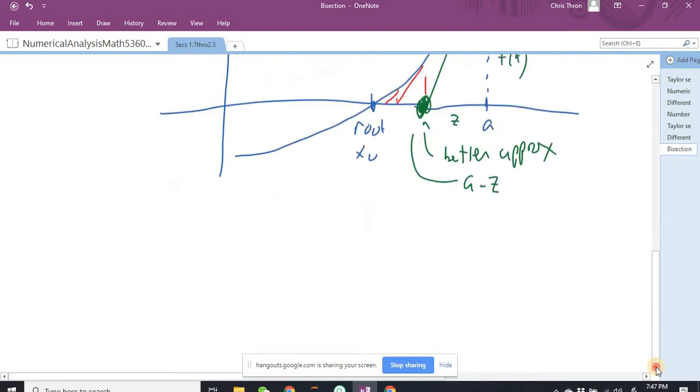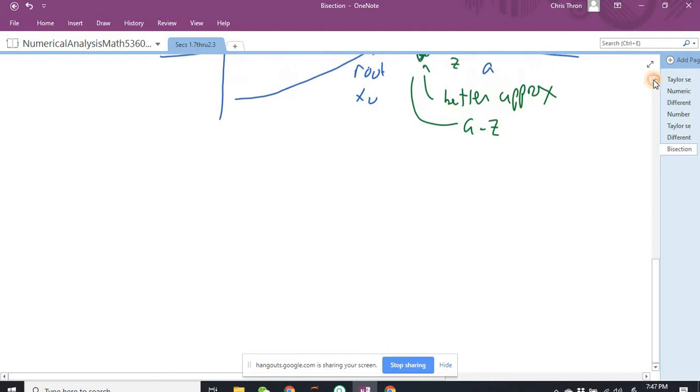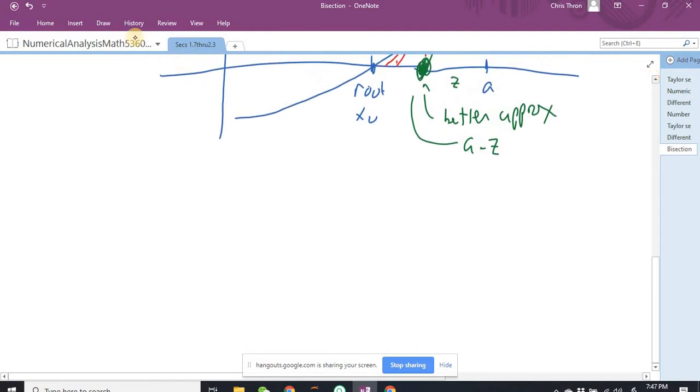All right, so let's do secant. That's 2 down, 2 to go. Now, the disadvantage of Newton is that you need to know the derivative. And this one, you don't have the derivative. You don't need the derivative.